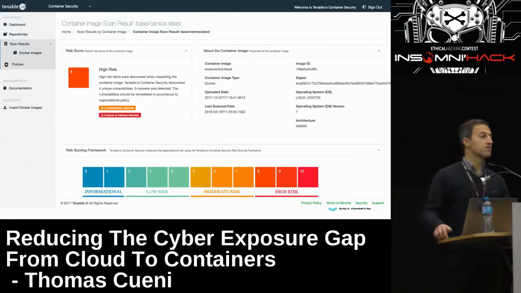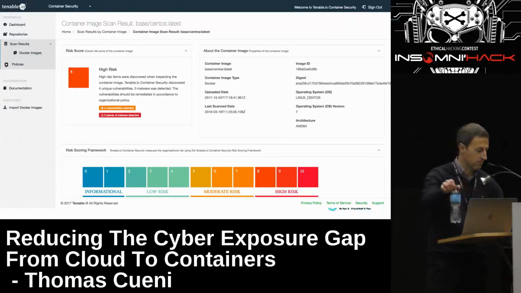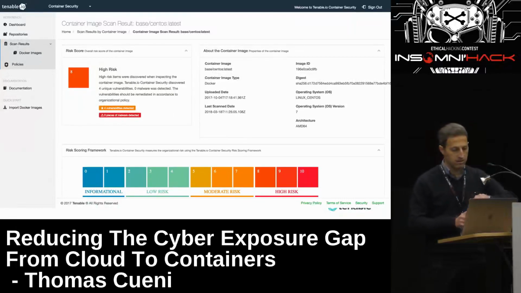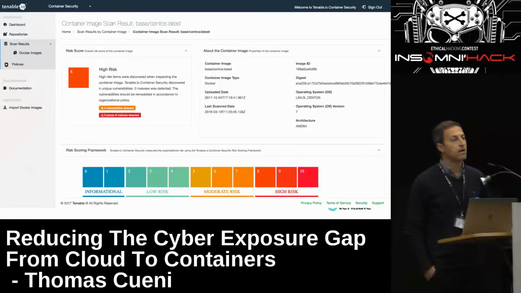Any more? Yeah, there is one. Thank you. I'm not very well aware of the functionality in, for example, Docker Trusted Registry, but you have something like Docker security scanning. Can you compare your tool to that?